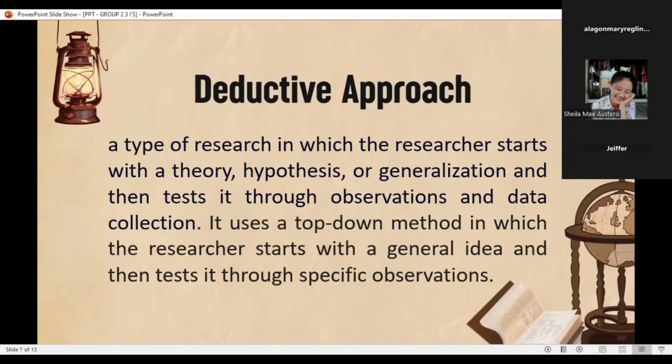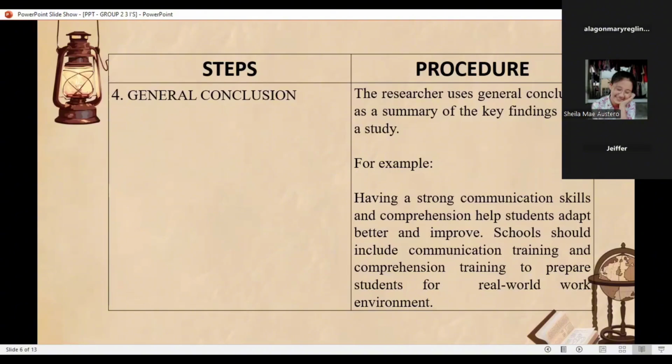Step 4. General conclusions. Procedure. The researcher uses general conclusions as a summary of the key findings from a study. For example, having strong communication skills and better comprehension helps students adapt better and improve. Schools should include communication training and comprehension training to prepare students for a real-world work environment.